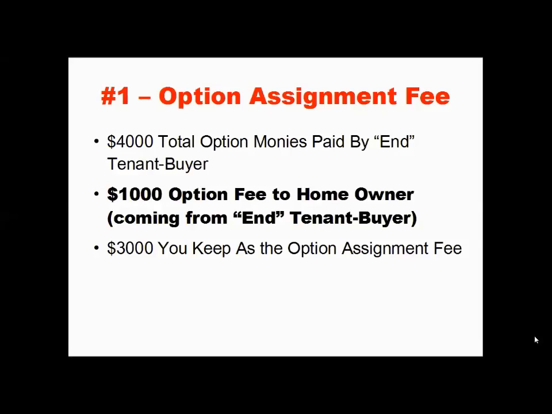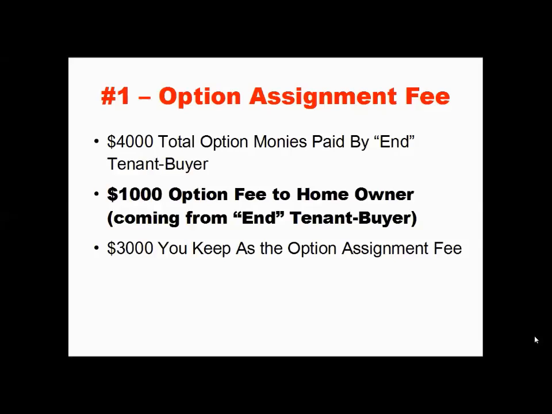The total amount of money that's going to be paid out in this transaction by the end tenant buyer, which is not you, your buyer number one, is going to be $4,000. $1,000 of that is going to go to the homeowner. Again, all of this is going to come from the end buyer. This is how you do the no money down, no credit check, anything like that on your part, because the end buyer is going to be the one who's going to be funding the deal. You're simply just putting them together. You're the meat in the middle. You're the middleman or middlewoman. And so that's how this works.